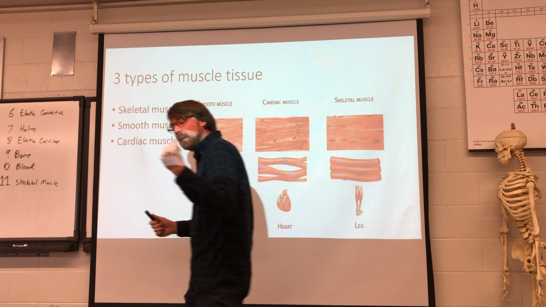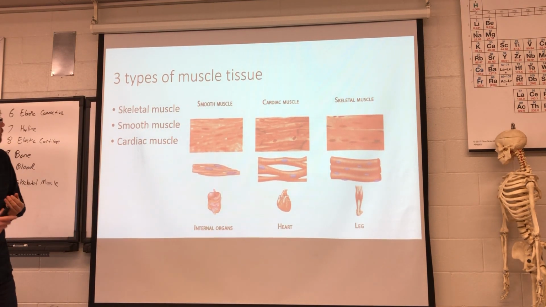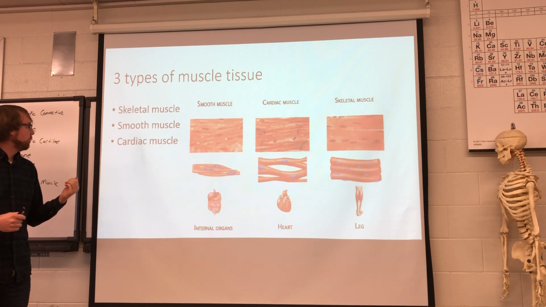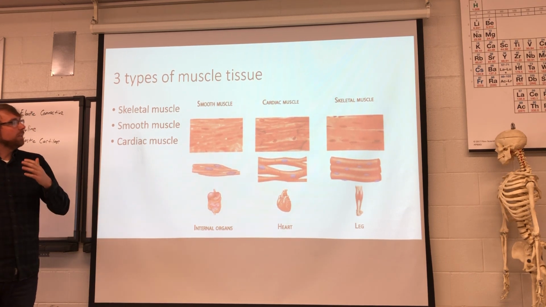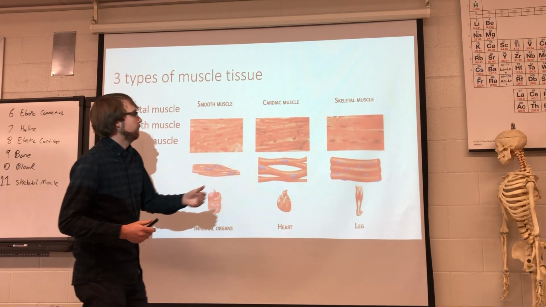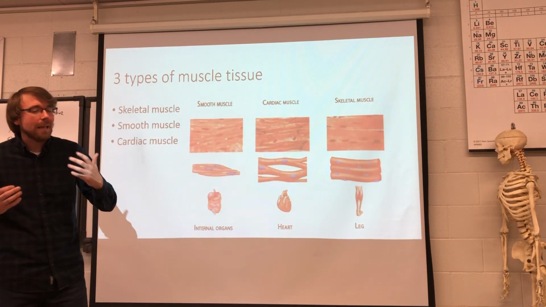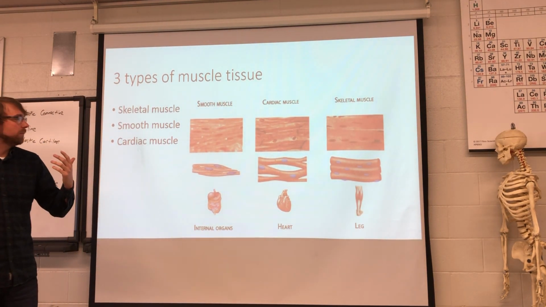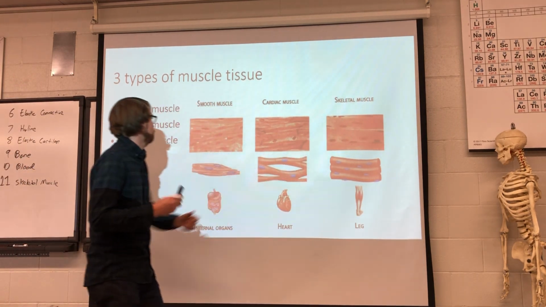So there are 3 types of muscle tissue. We have talked about these before when we were going through tissues. They are skeletal muscle, smooth muscle, and cardiac muscle. If I just say muscle tissue, I tend to mean skeletal muscle. That is the muscle of your named large muscles. So most of the time, I'm going to be talking about skeletal.